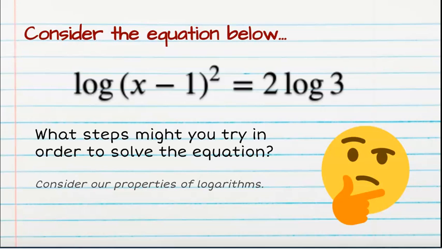Some thoughts you may have had is that the equality property is related here, because we have a log of base 10 on each side. However, we notice that there is a 2 or coefficient in front of the log on the right side of the equal sign that might get in the way. So you may be thinking of an exponent property of logarithms.